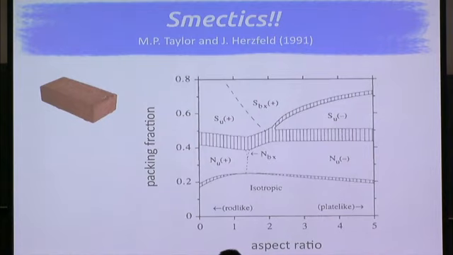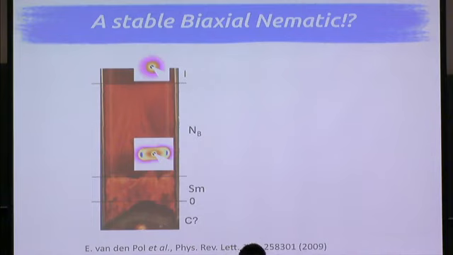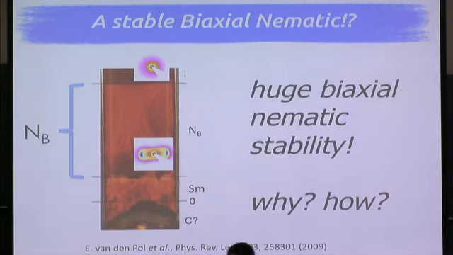But again, this should be compared with this recent experiment on a colloidal system, performed in Utrecht by Esther van den Peul and Gert-Jan Vroege and other people. And the important thing to notice in this case is that the biaxial nematic stability is huge. And it's extremely difficult to understand it in terms of the theory drawn and analyzed previously. So this is the first question we want to address. How is that possible?